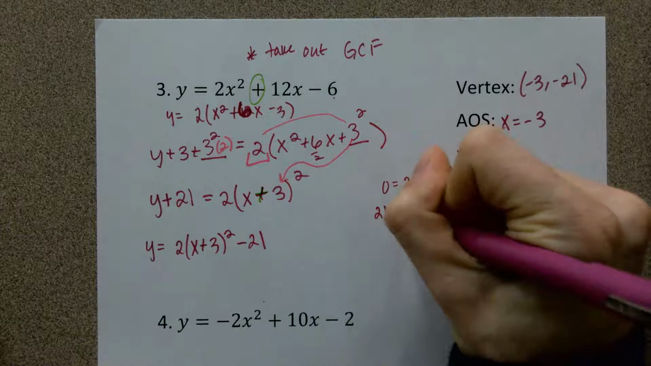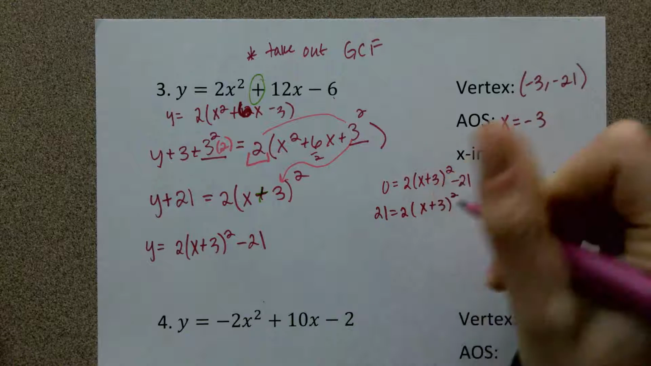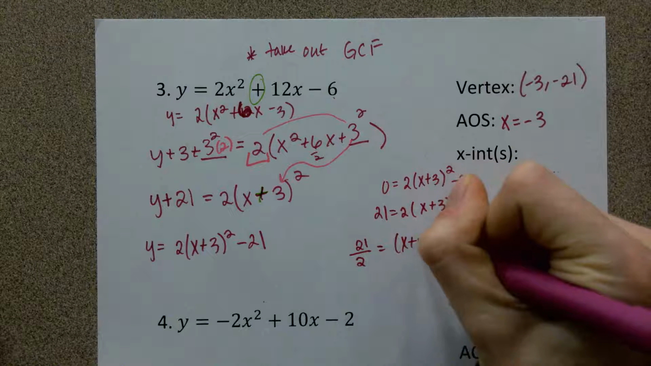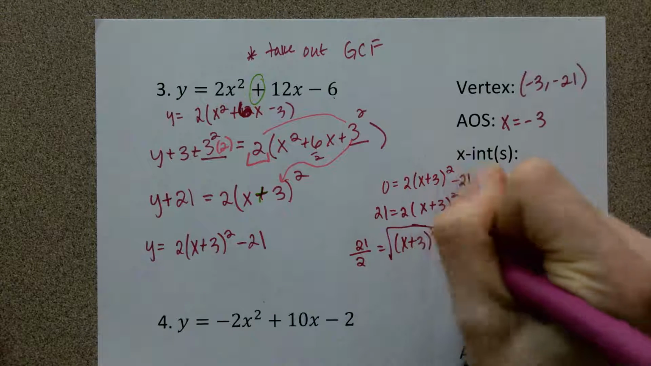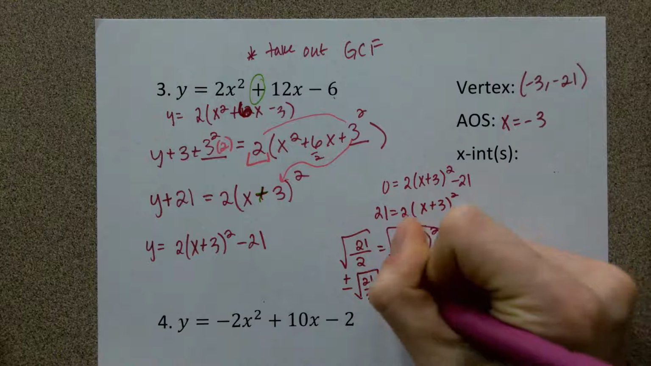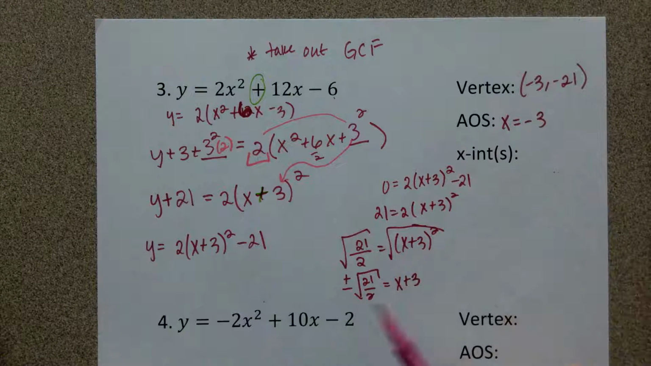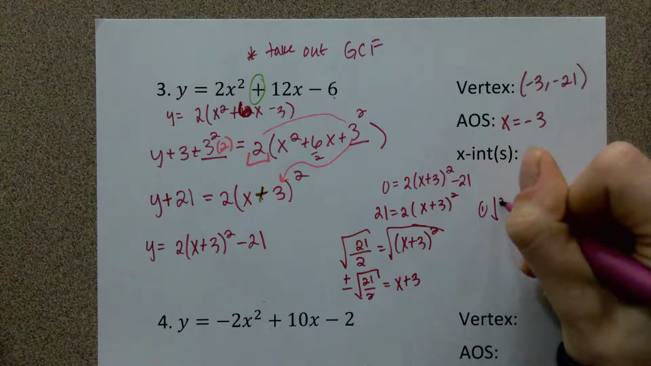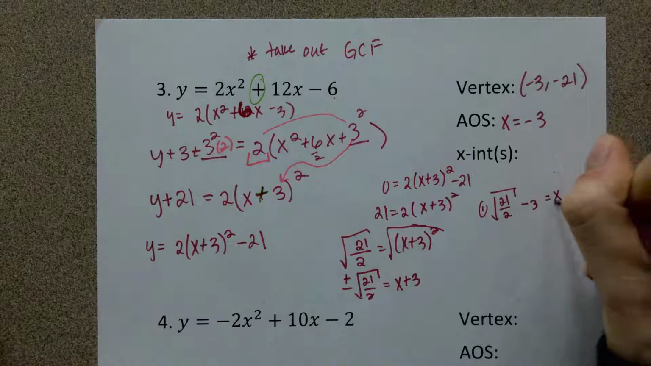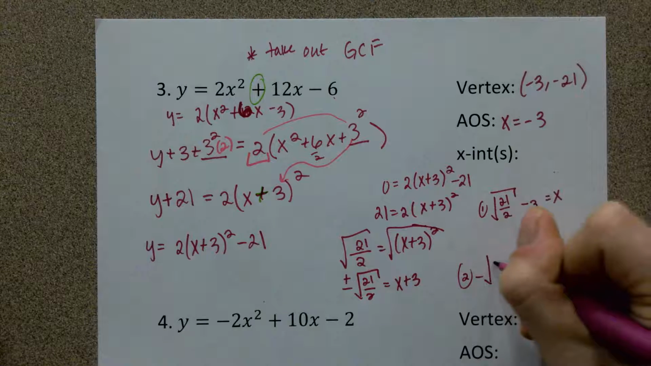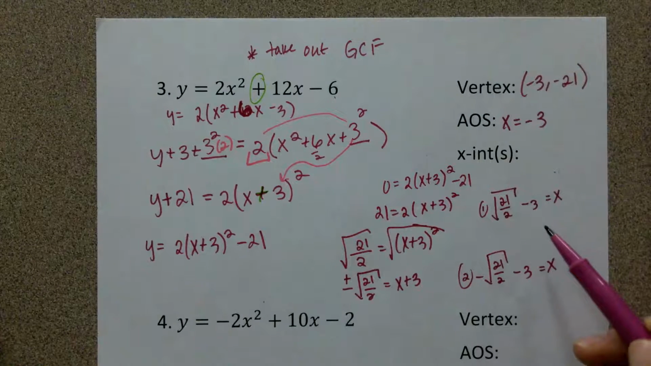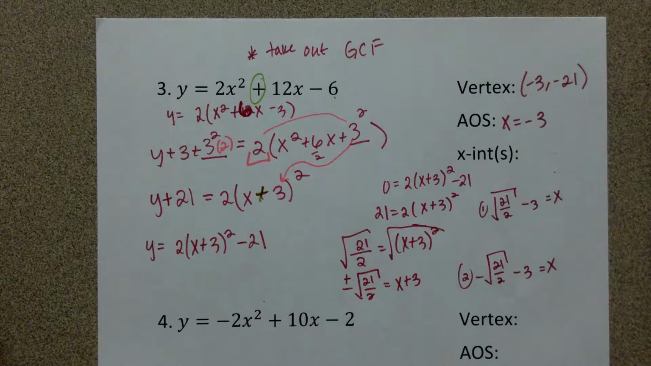So we'll get 21 equals 2 x plus 3 squared. Dividing by 2, I'm just going to leave it as a fraction. Taking the square root to get rid of that. Once again, I'm just going to leave it as that fraction. And we have positive square root of 21 divided by 2 minus 3 as an option. And we have negative square root of 21 divided by 2 minus 3 as an option. Okay, that's when we're going to get out our calculator.